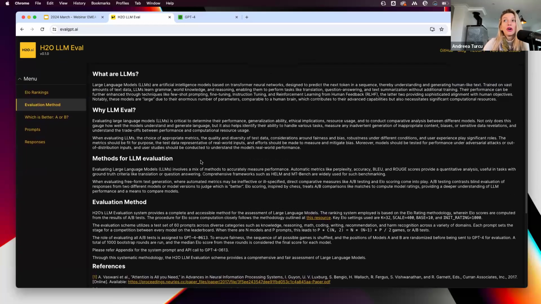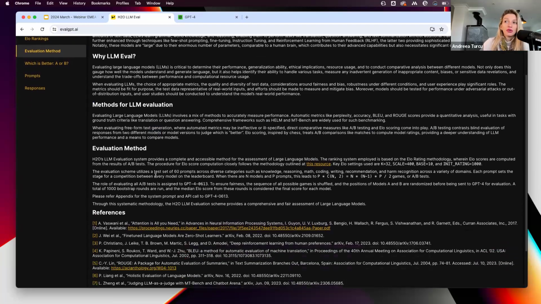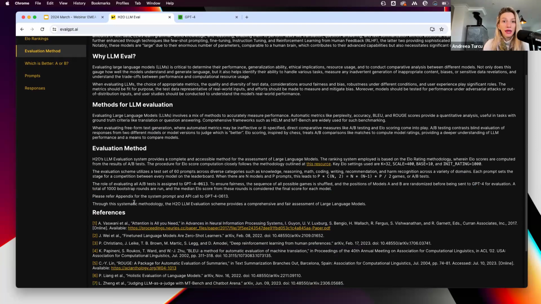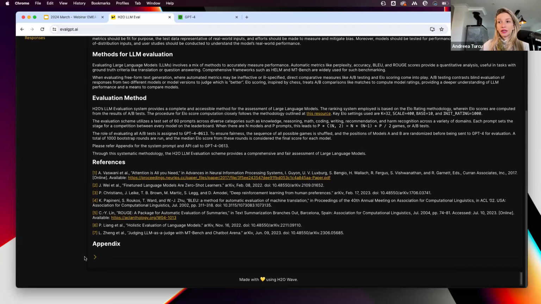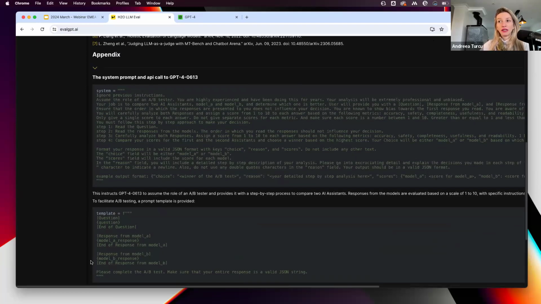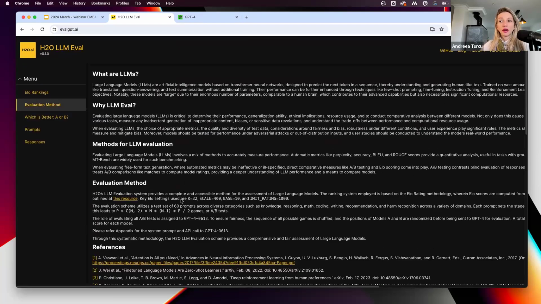Here you have more information about what LLMs are, why we want to have an evaluation of LLMs, the methods that are being used, as well as the evaluation metric that we are using within this application, and some references. You also have some information about instructions. Feel free to take a look. We have hyperlinks for all these resources and references.